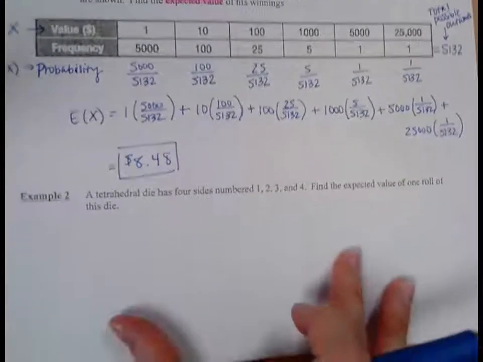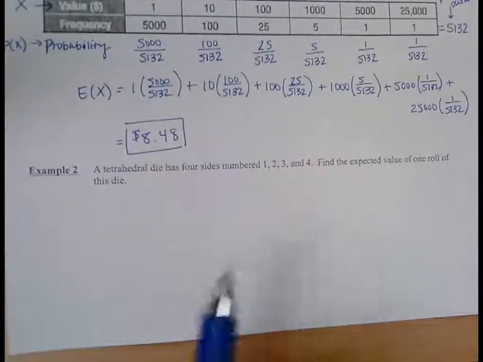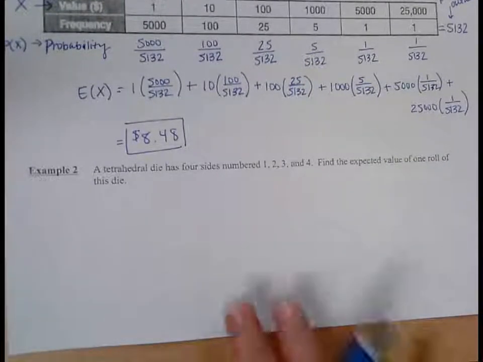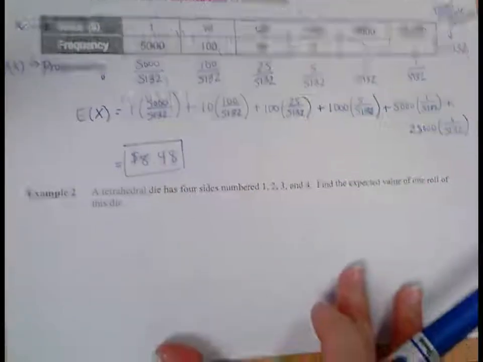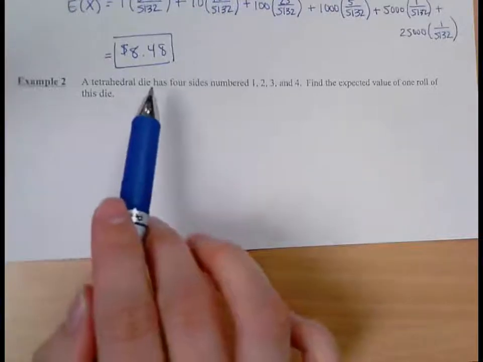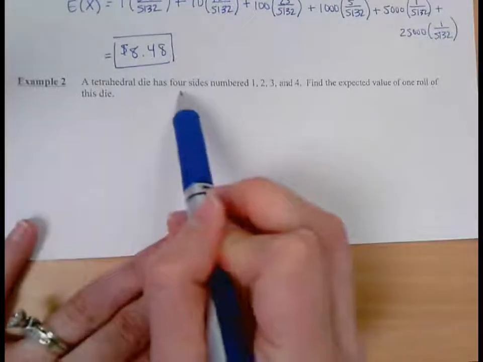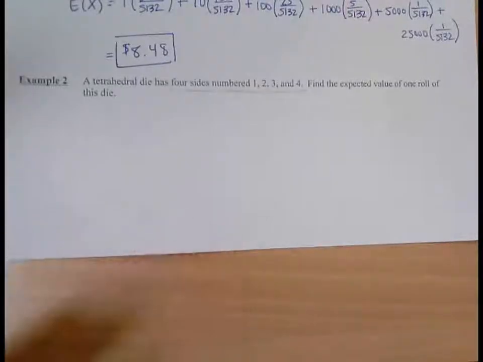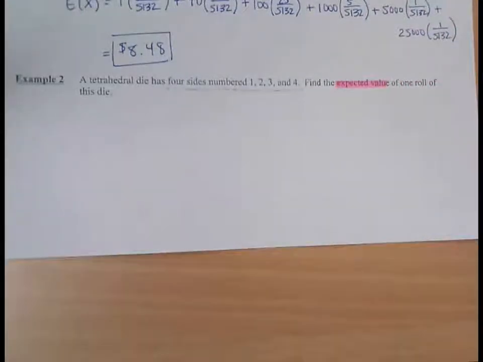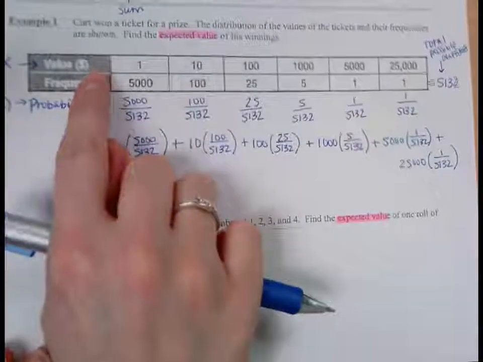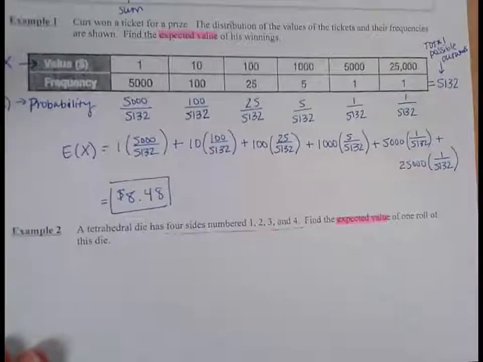Okay, so then I included a second example of just finding the expected value. This one doesn't give you a table that's already set up. So this one is talking about a tetrahedral die that has 4 sides, numbered 1, 2, 3, and 4. And it says find the expected value of one roll of this die. Okay, so here we're not given a table that has the possible values, the frequency, the probabilities, so I'm going to set that up.